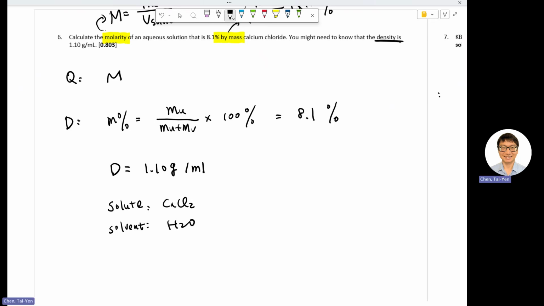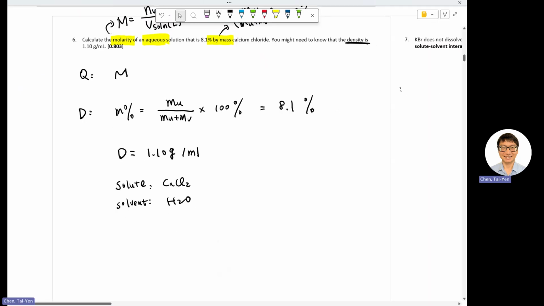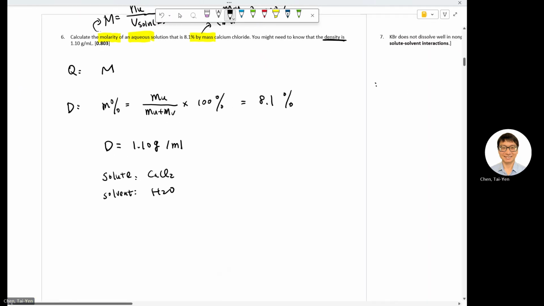Okay, so the keyword here is aqueous solution, right? Therefore, you know your solvent is water. All right, so those are all the information you get. Okay, then we have the known concentration, which is your mass percent, because your mass percent equals 8.1.